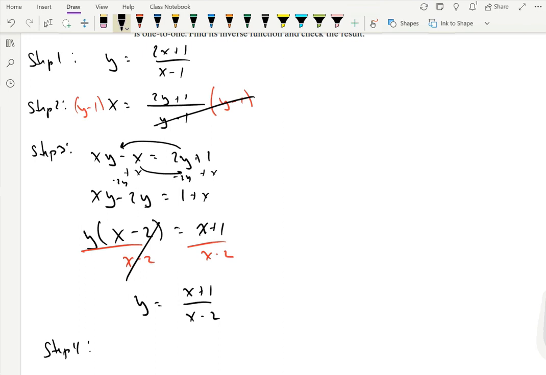So step 4, we're going to replace this y back with our function notation. But now it's no longer the function. It's now the inverse function of x. And so the inverse function of x is x plus 1 over x minus 2, with the caveat that x is not allowed to be 2, because if x is 2, then our bottom becomes undefined.